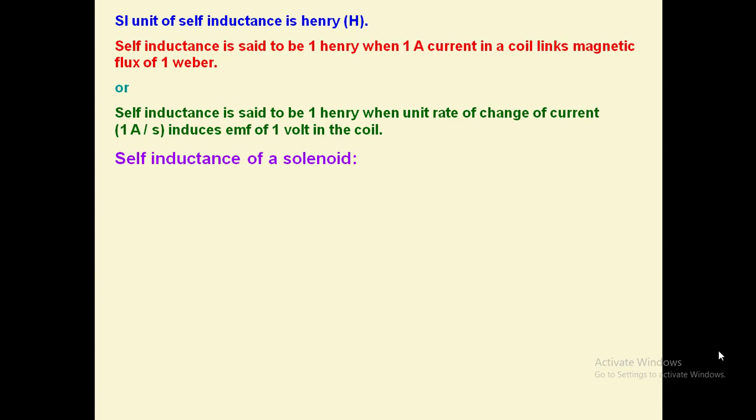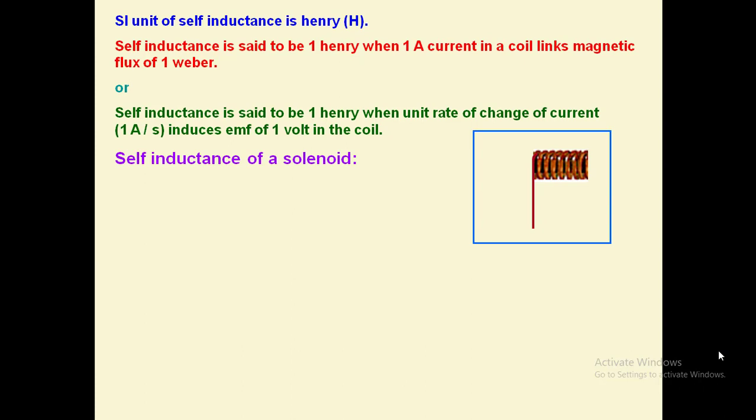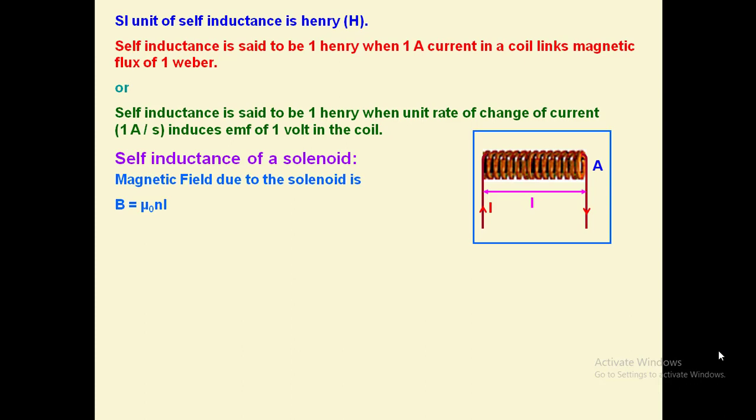Self-inductance of a solenoid. So what is the expression for self-inductance of a solenoid? So here I am going to consider a solenoid coil. Let L be the length of the solenoid coil. A is the area of cross section of the solenoid coil. And I is the amount of current passing through the solenoid coil. So whenever the current passing through the coil changes, what is the expression for magnetic field? If you remember the magnetic field due to a solenoid, which is nothing but mu naught n I. So B equal to mu naught n into I.